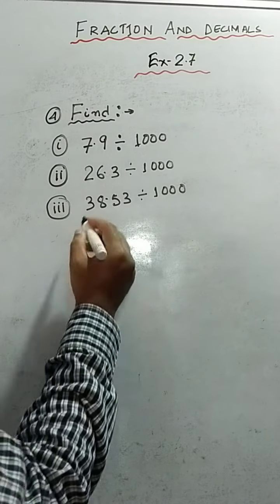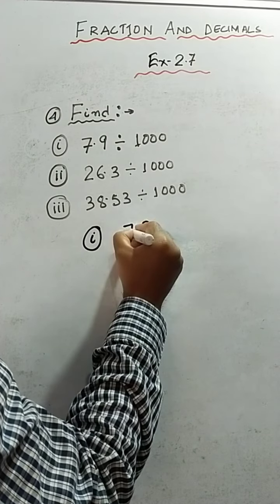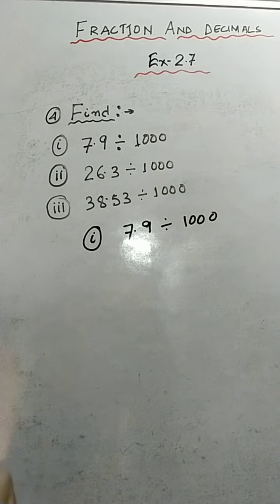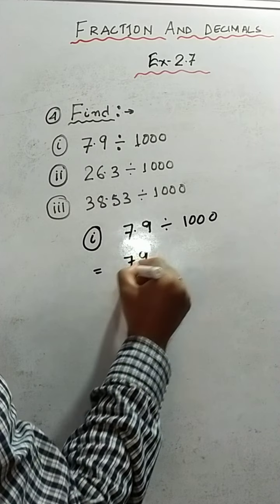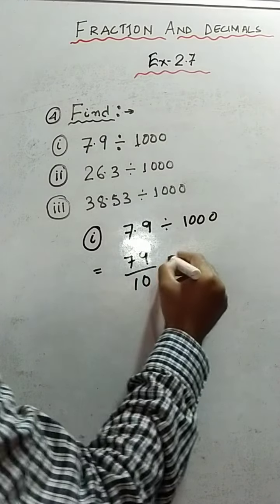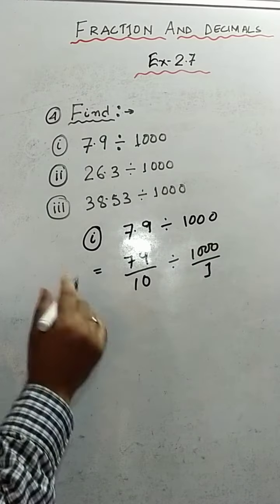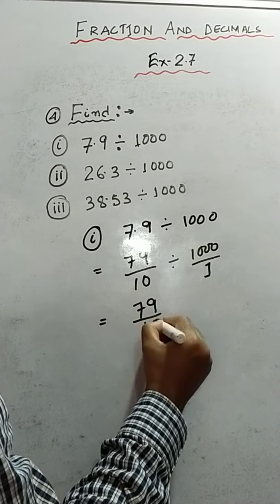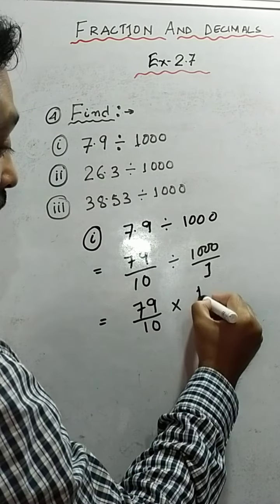Okay, so let's begin with question number 1. We have 7.9 divided by 1000. The first thing we have to do is convert this decimal form into the fractional form. Then we'll put the division sign, then we'll write 1000 by 1. Same way, students. Now 79 by 10, we'll put multiplication sign in place of division sign.